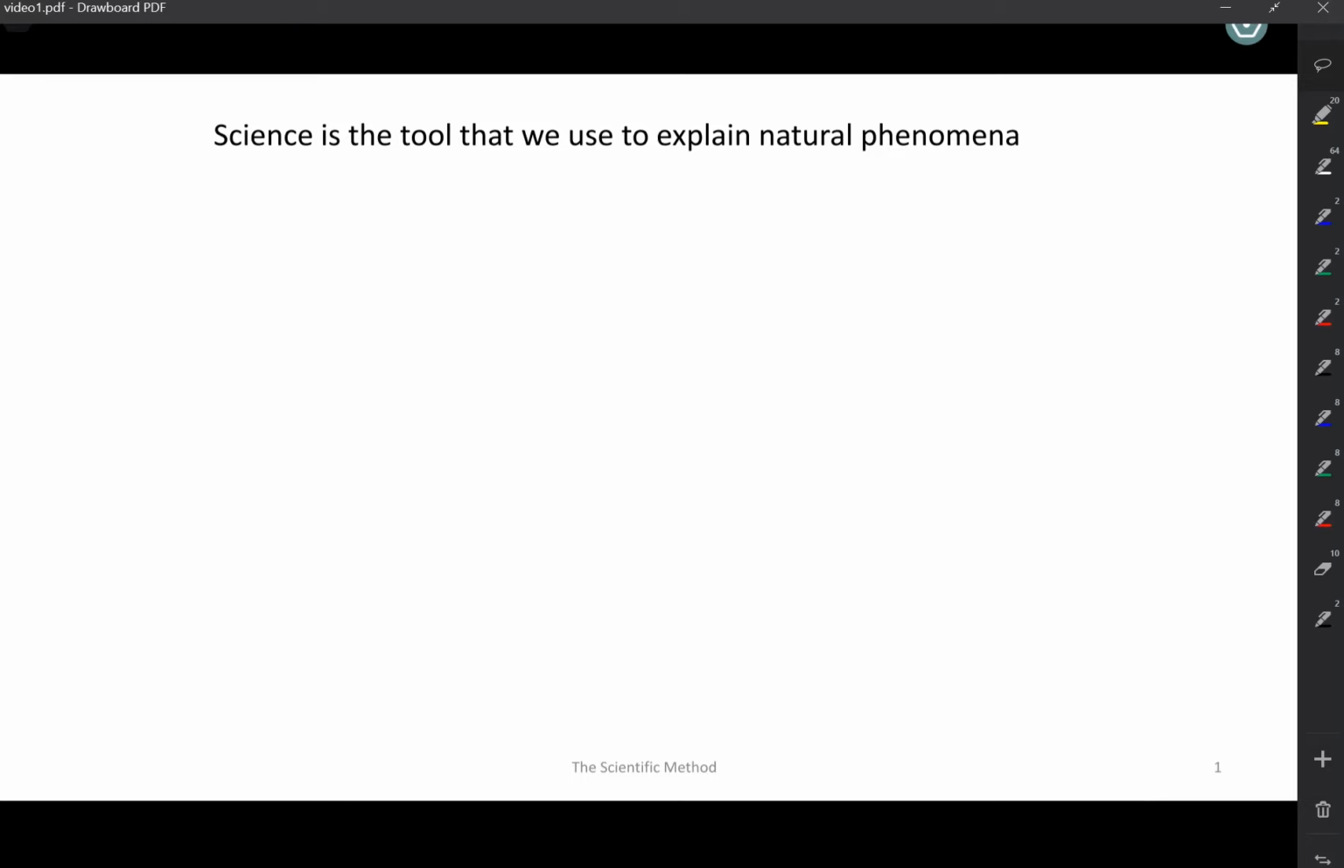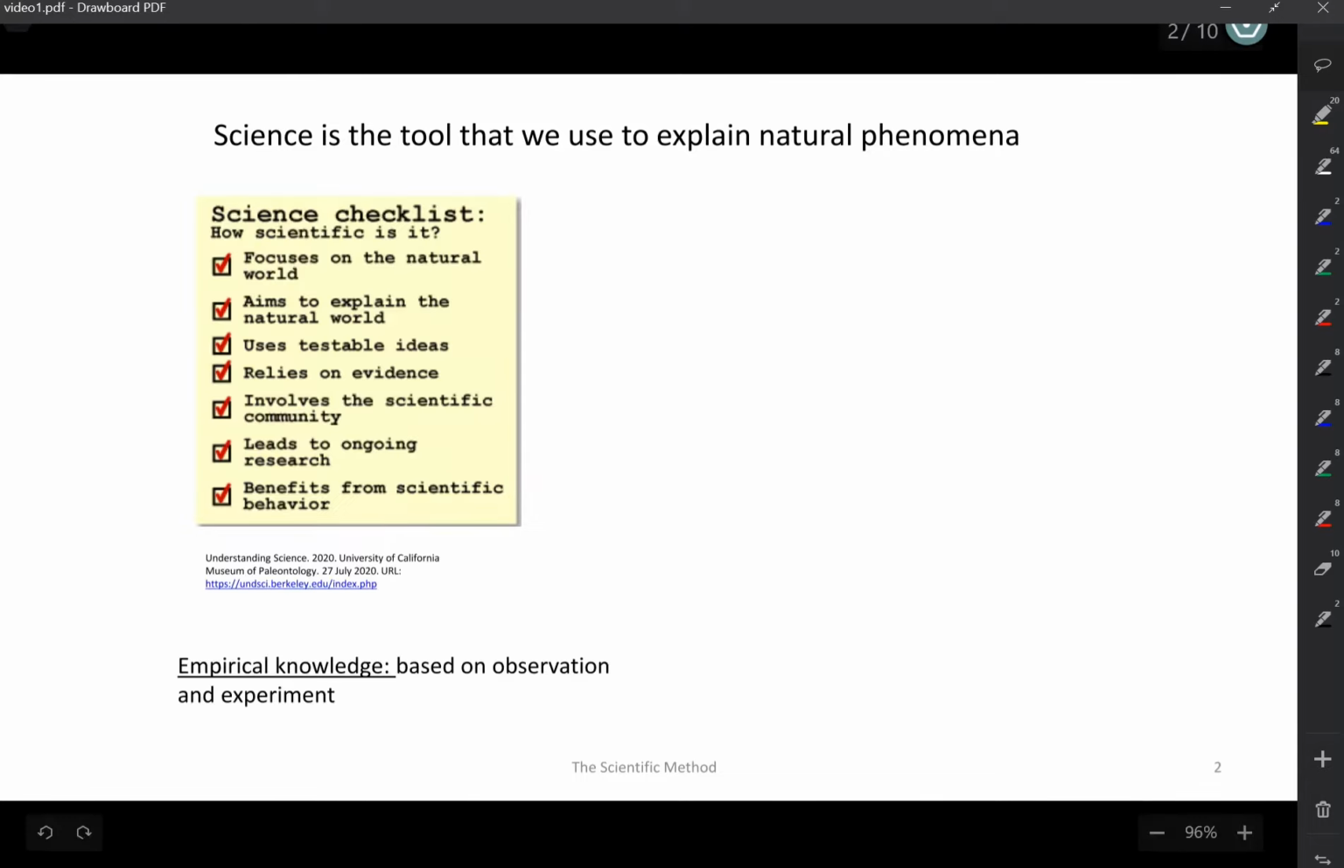Now, most of you in this class are engineers or pre-medical science students, and both of these fields require hands-on applications of scientific principles and the scientific method. So let's look at what science is. My general explanation of science is it is the tool that we use to explain natural phenomena. Okay, and I have a whole checklist of things here that science is.